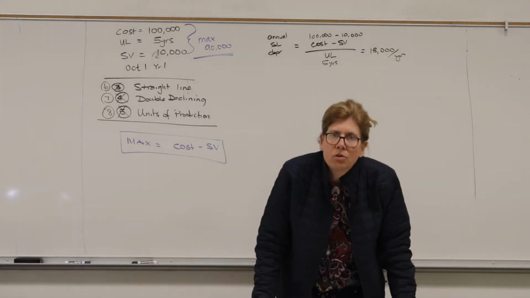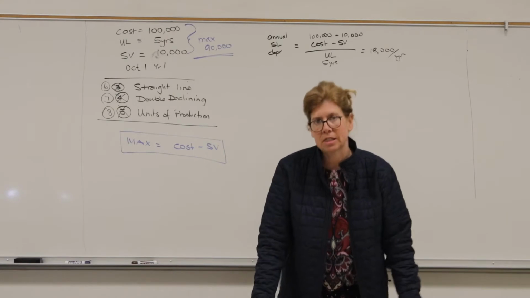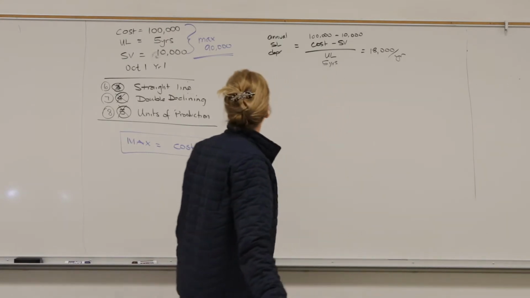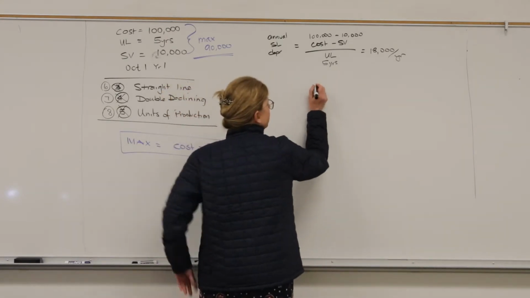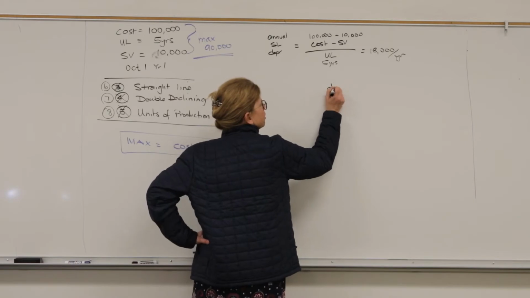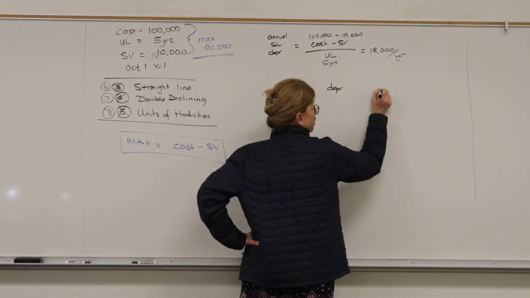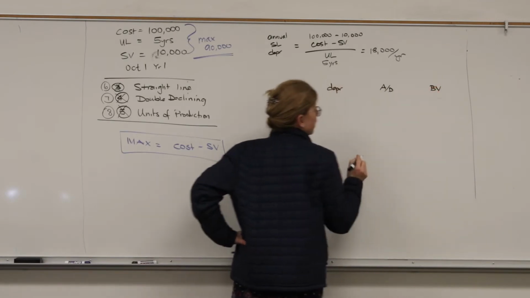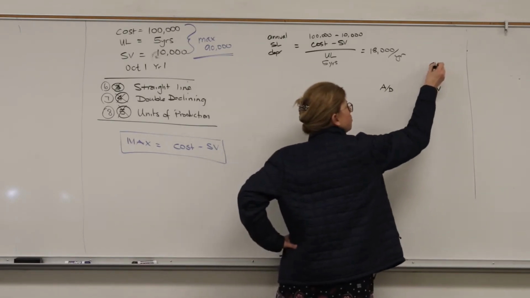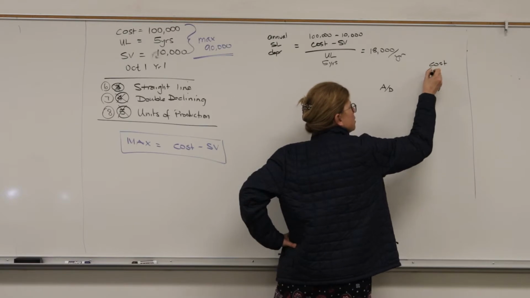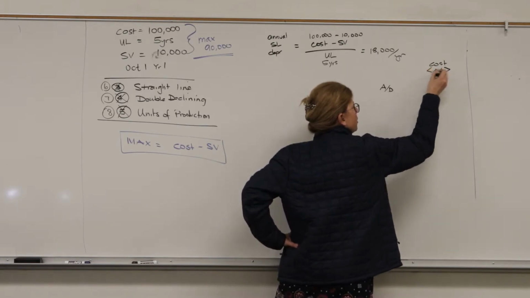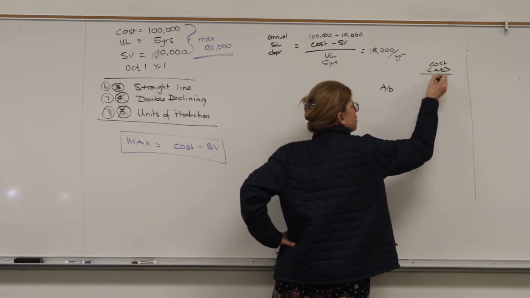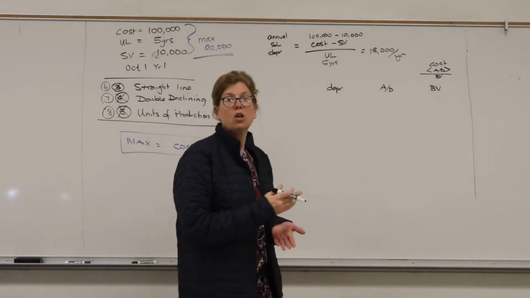But a year is 12 months, January 1st to December 31st. So, here we go. I still want to know what is depreciation. I still want to know what is accumulated depreciation. And I still want to know what book value is. And remember again, book value is cost minus accumulated depreciation.